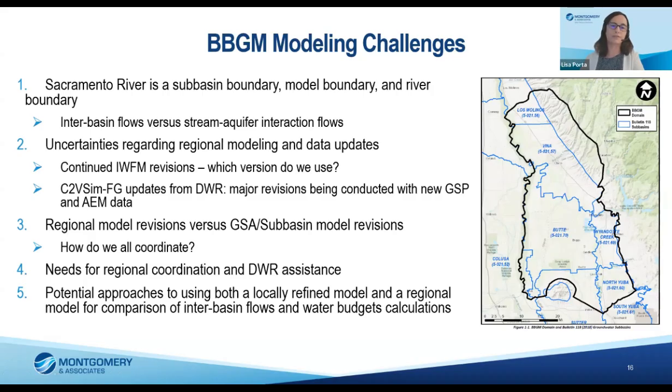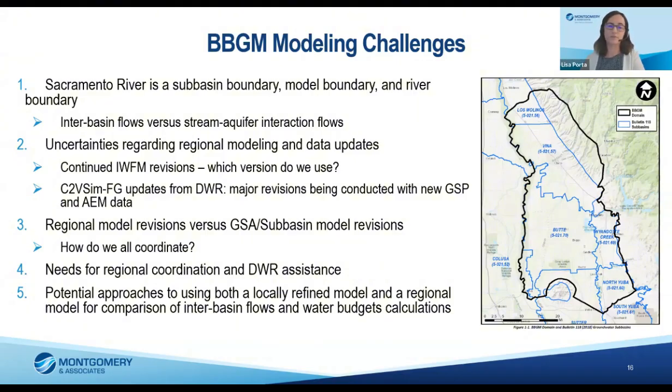Moving forward, uncertainties regarding regional modeling and data updates, trying to ensure continued consistency also with DWR updates to the model code. The updates happen a lot and we can't always update this model to the latest code, but currently it's updated to one of the most recent ones. As I mentioned before, DWR is looking at completing some major revisions in the next year or two on their regional models. So that's another question: how does that connect back to this model?